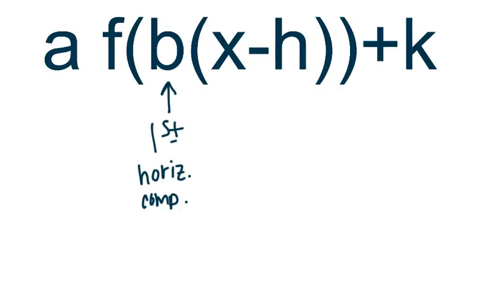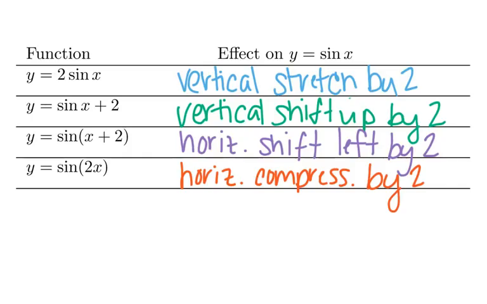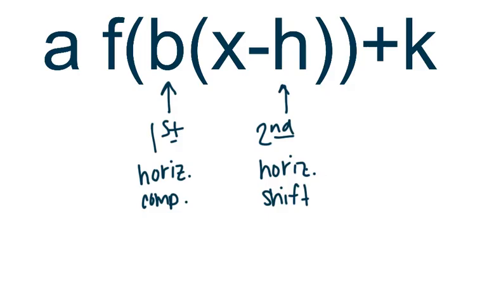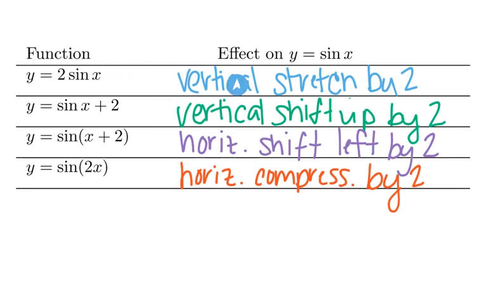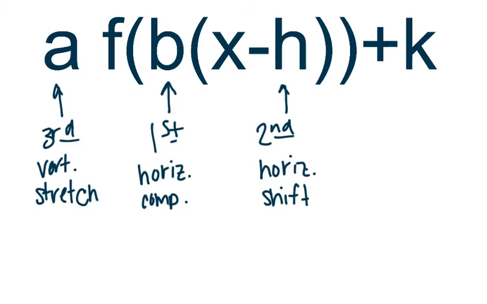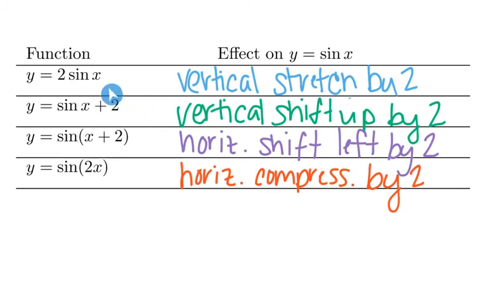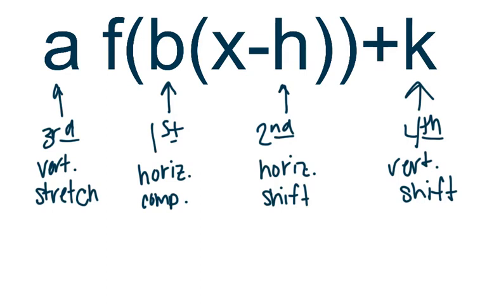The next step we need to take care of is this h here. So this is what's been subtracted or added to x. And that would be from this example right here. So that's our horizontal shift. The next transformation we take care of is this a out in front. That comes third. And the a in front is like this first example we had. So that's our vertical stretch or compress. And that leaves our k over here for last. Going back to our table, our plus k here on the outside was our vertical shift, up or down. So this is a general overview of your transformations.